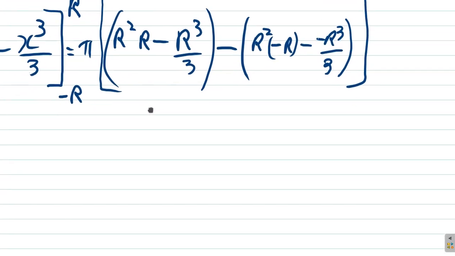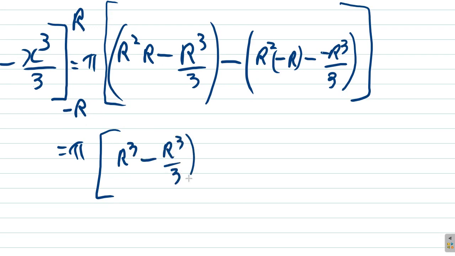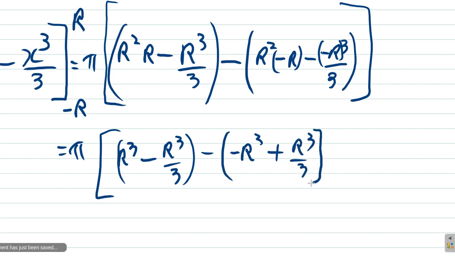So what you get here now is pi times, this would be r cubed minus r cubed over 3. Minus r squared times negative r is going to be negative r cubed, minus negative, then negative r cubed over 3. Negative r cubed is going to be negative, we have a minus negative, so it's a plus r cubed over 3. Alright? Pi times all of that.